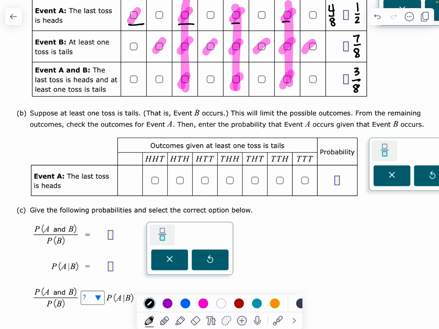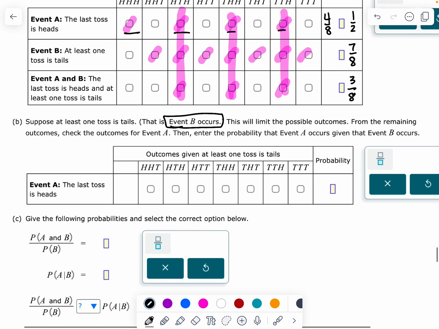Suppose at least one toss is tails. That is, that event B occurs. This will limit the possible outcomes. From the remaining outcomes, check the outcomes for event A. Then enter the probability that event A occurs given that event B occurs. So, given. This is going to be a big word for a conditional probability. You should be looking for this word.